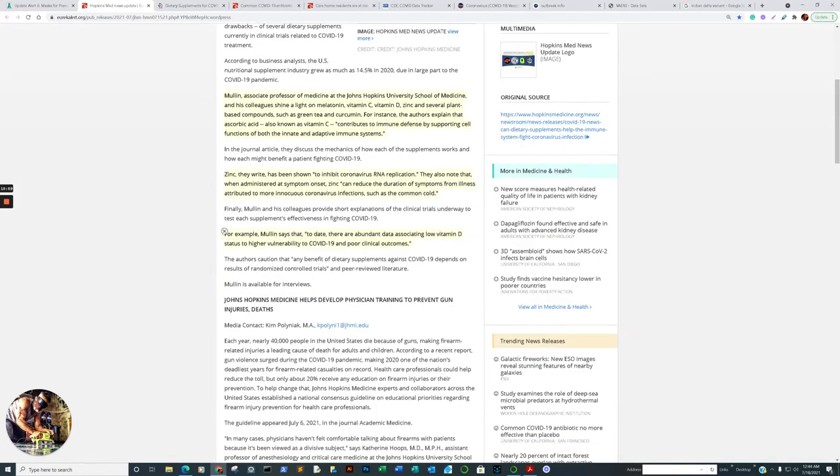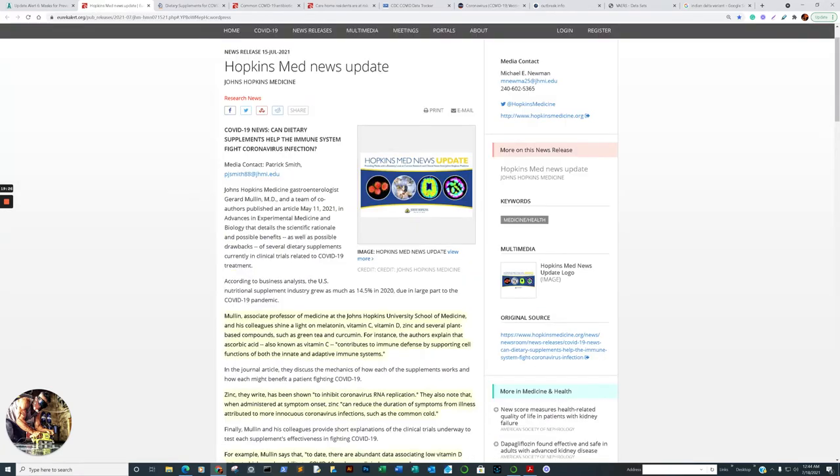For example, Mullen says, to date, there are abundant data associating low vitamin D status with higher vulnerability to COVID-19 and poor clinical outcomes. Again, to the researchers out there, if you're going to do a study on vitamin D, you have to measure the magnesium levels as well as the D levels, because you all know by now magnesium is required to make vitamin D fairly effective. But to proceed, let's go into the abstract itself.